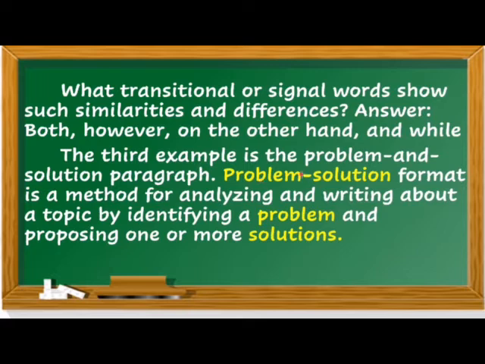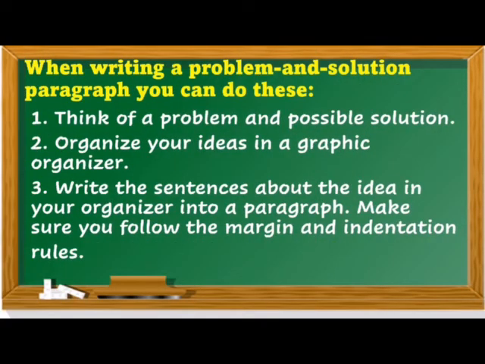The third example is the problem and solution paragraph. Problem-solution format is a method for analyzing and writing about a topic by identifying a problem and proposing one or more solutions. So when writing a problem and solution paragraph, you can follow these steps. Number 1, think of a problem and possible solution. Organize your ideas in a graphic organizer. Write the sentences about the ideas in your organizer into a paragraph. Make sure you follow the margin and indentation. This is indentation.